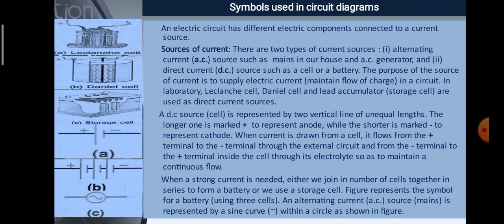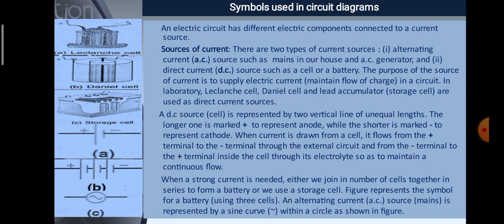Now let's see the symbols used in circuit diagrams. An electric circuit has different electric components connected to a current source. Sources of current: there are two types of current sources. One, alternating current, which is called AC source, such as mains in our house and AC generator, and two, the direct current source, such as a cell or a battery. The purpose of a source of current is to supply electric current, that is, to maintain flow of charge in a circuit.